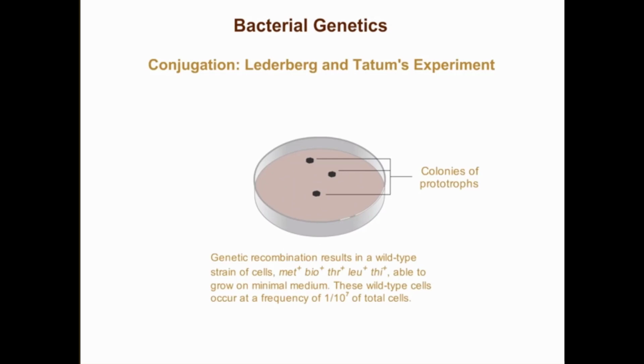Genetic recombination results in a wild-type strain of cells, MET-positive, BIO-positive, THR-positive, LEU-positive, THI-positive, able to grow on minimal medium. These wild-type cells occur at a frequency of 1 over 10 to the 7th power of total cells.